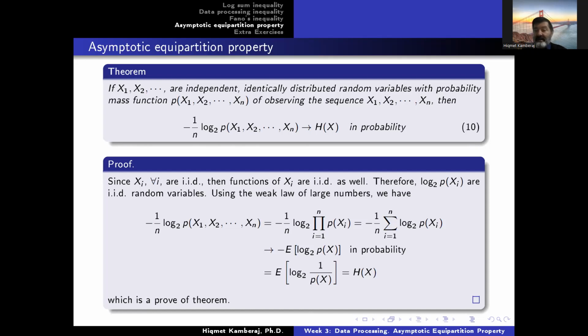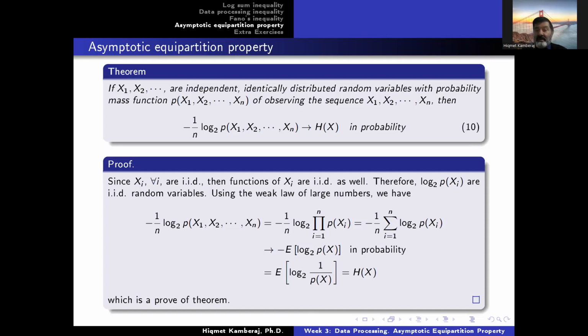Now, to prove this theorem, since Xi for every i are IID, then the functions of Xi are IIDs as well. Therefore, log with base 2 of p of Xi are IID random variables as well. Using the weak law of large numbers, we have that minus 1 over n log with base 2 of this joint probability mass function p of x1, x2, xn is equal to minus 1 over n log with base 2. Since the variables x1 to xn are IID, then I can write the joint probability mass function as the product over i from 1 to n of the p of xi's.